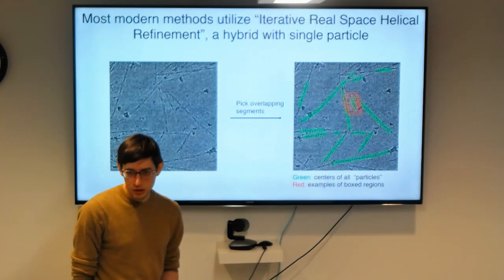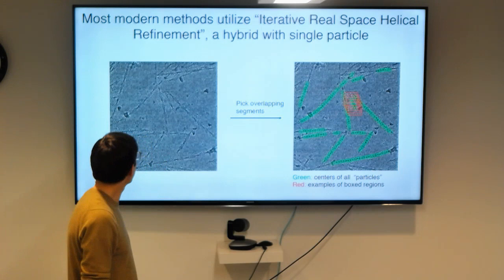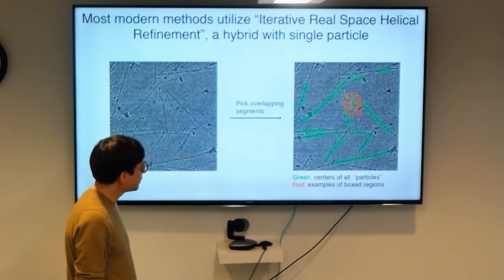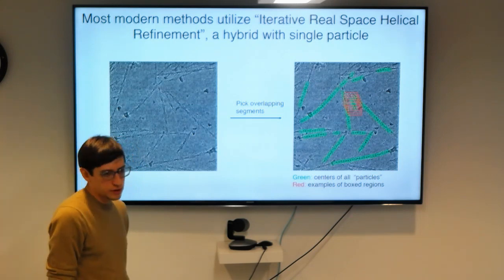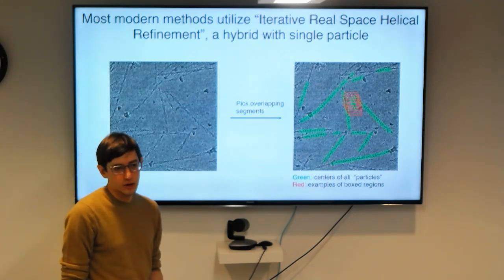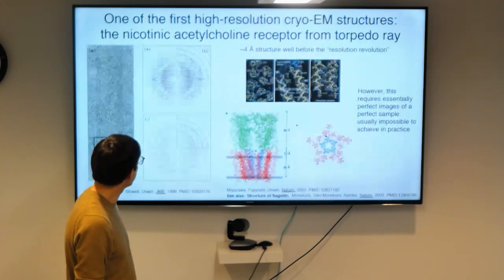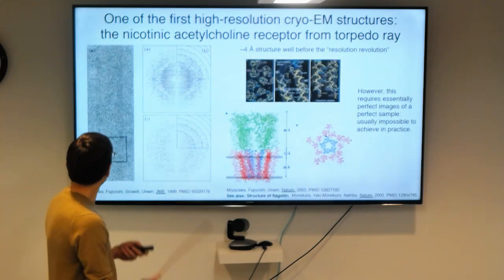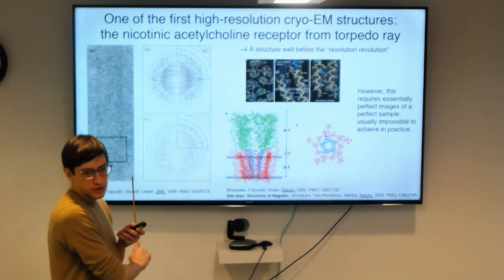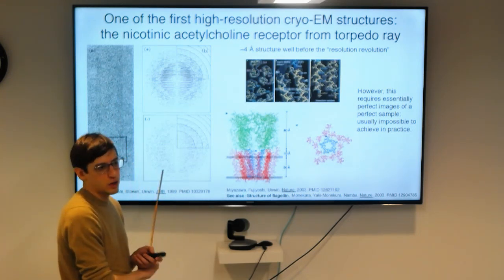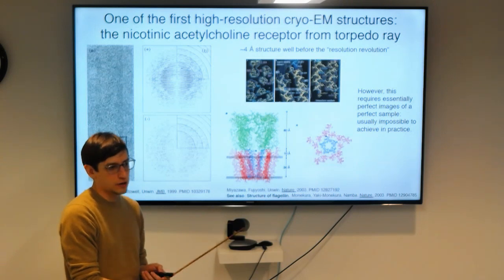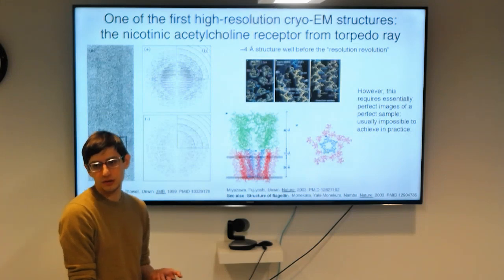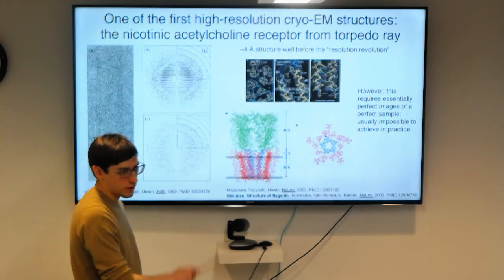Okay, but how do we actually do it now, practically? Nowadays, almost everyone would use what we call a hybrid method with single particle to analyze helical samples. The reason for that is that to get these nice, super high resolution diffraction patterns, you basically need a perfectly crystalline helix of your sample, and that almost never exists in nature except for highly optimized cases. So there's a reason why there's only these two high resolution structures of something. That's because most things don't diffract like that.